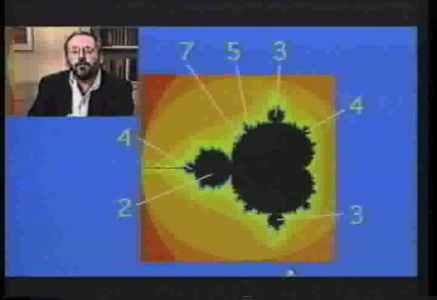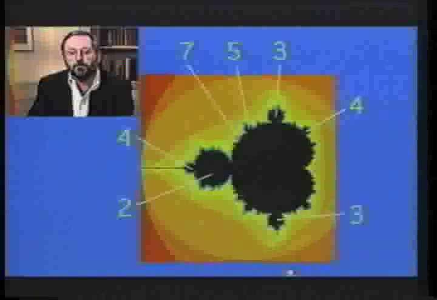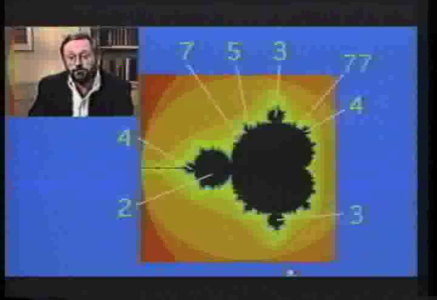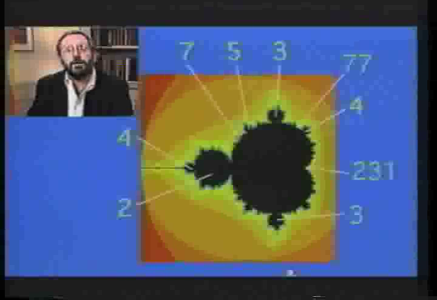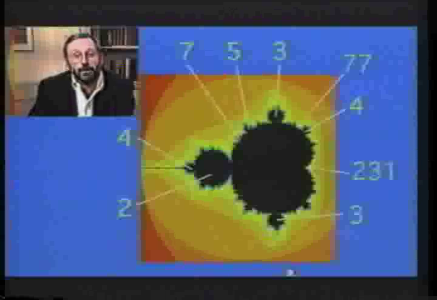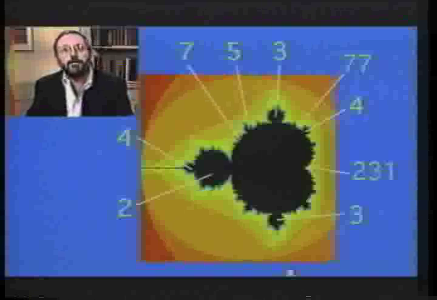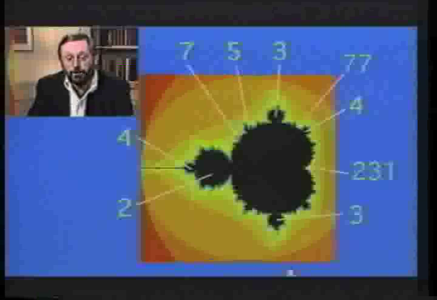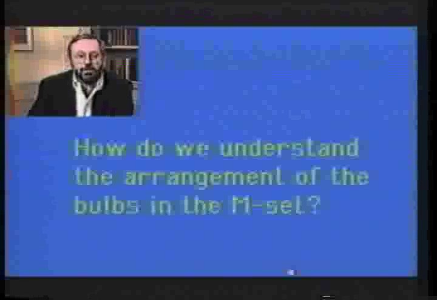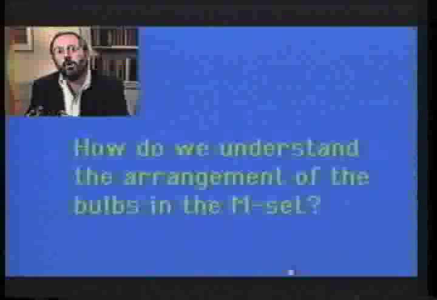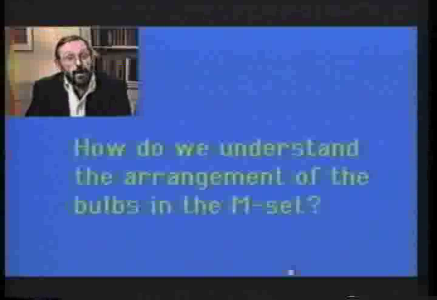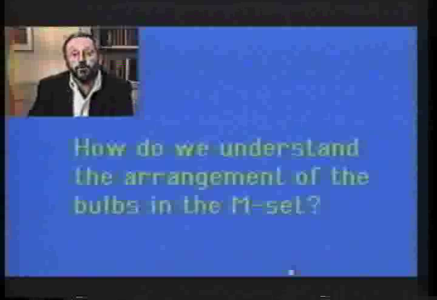In fact, there are thousands and thousands of these small decorations. Way up at the top is a period 77 decoration. And over here is a period 231 decoration. And as we'll see, there are decorations of virtually every period. Now, the question we want to discuss now is how are all of these bulbs arranged around the boundary of the Mandelbrot set? As I said, to understand that, we have to introduce the notion of a filled Julia set.